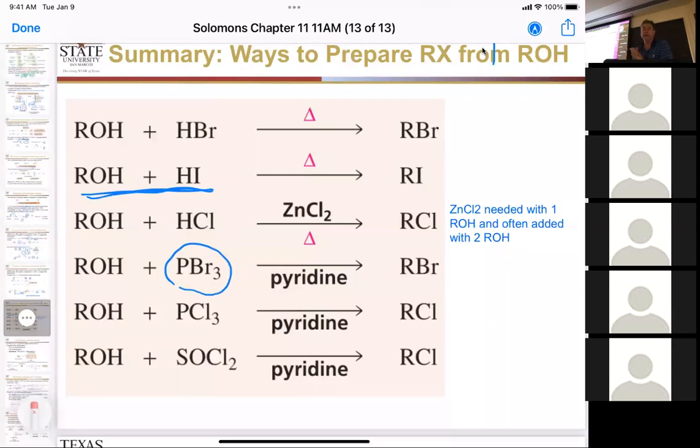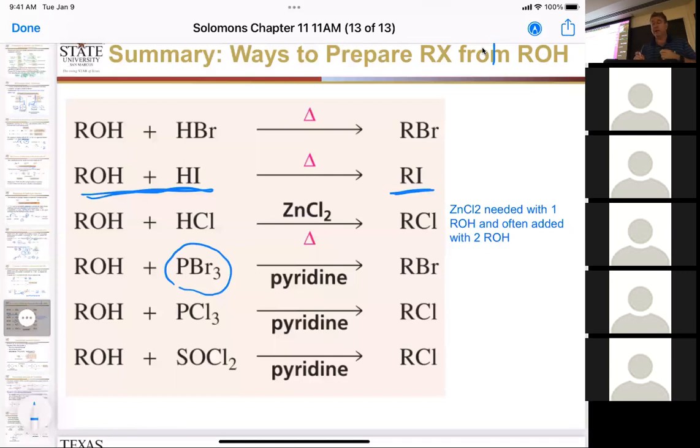It just decomposes and turns back to iodide. So we have one good way to make our iodine, HI. Remember, it's the fastest one anyway, and it does it for primaries, secondaries, and tertiaries.